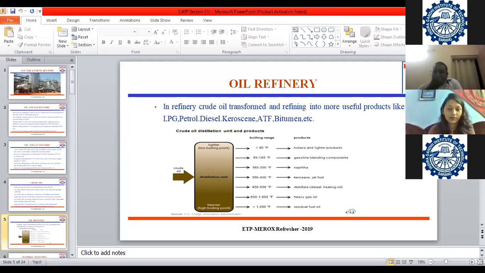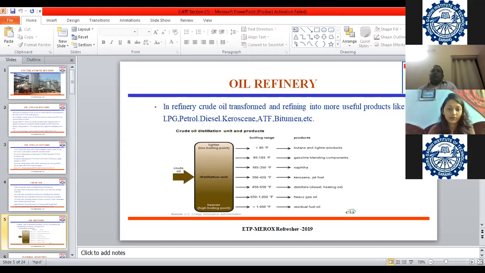Then, at a temperature of 85 to 185 degrees centigrade, the gasoline part comes. Then at 185 to 350 degrees centigrade comes naphtha. Naphtha is generally used in fertilizer plants for cracking purposes. And 350 to 450 is kerosene or jet fuel.